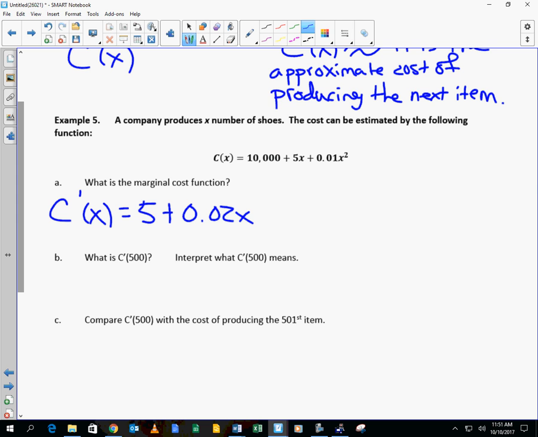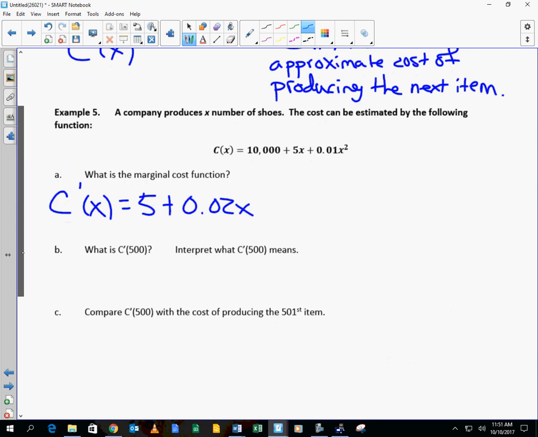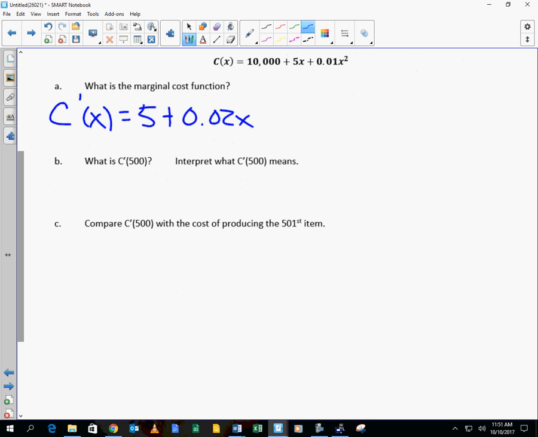Good. It says, what is C prime of 500? So plug in 500. So we've got C prime of 500 is equal to 5 plus 2 hundredths times 500, which will be 10. We get $15.